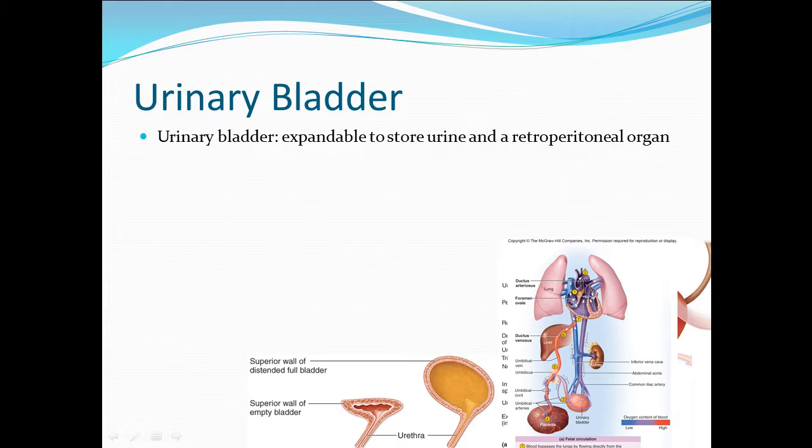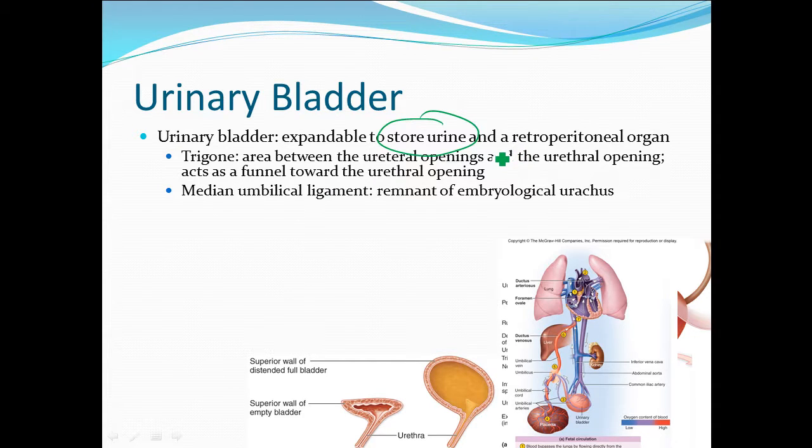Now we go into your urinary bladder. From the ureter, it goes into your urinary bladder. This is where it stores the urine. It's a retroperitoneal organ, meaning that it is behind the peritoneum. Very good. It has an area called the trigone. And this is between the urethral opening and the ureter openings. And it acts as a funnel.